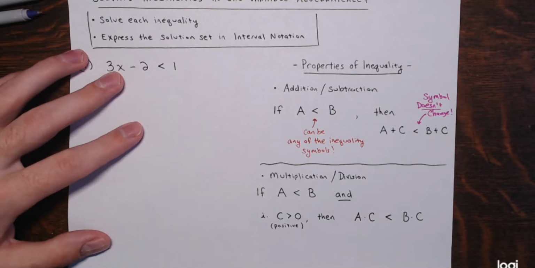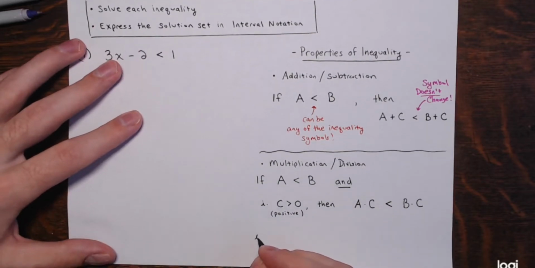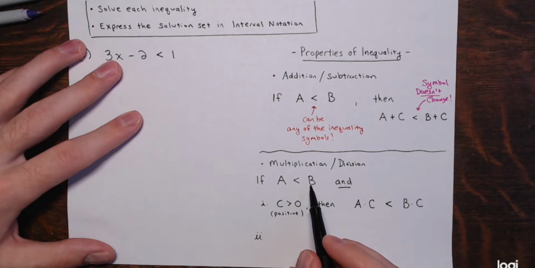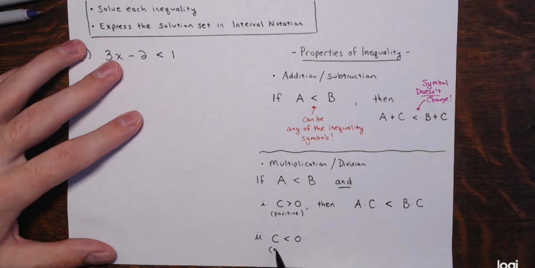All right. Now, second case here, if A is less than B and C is less than 0, right? C is a negative number.